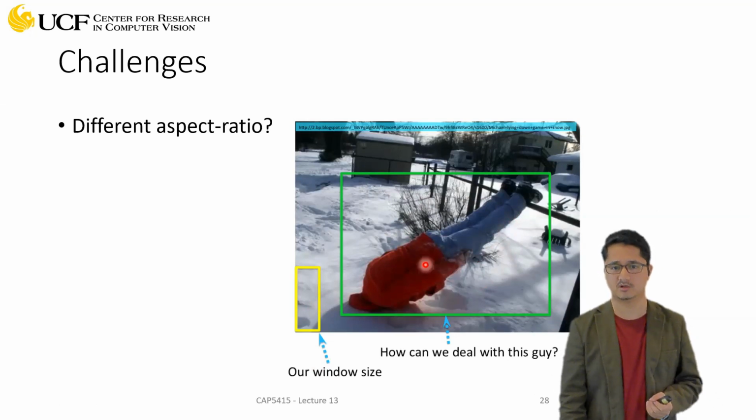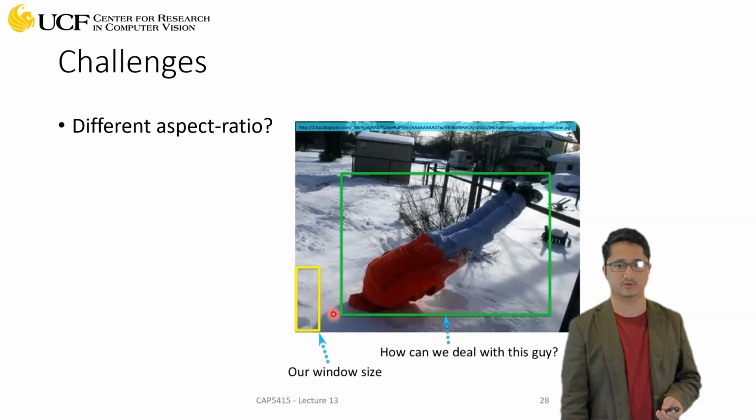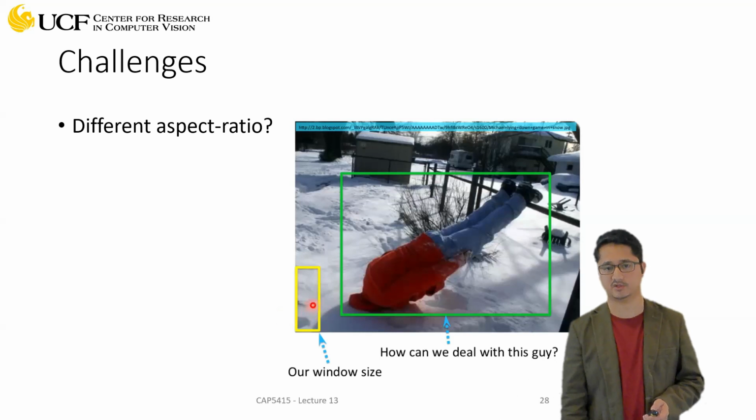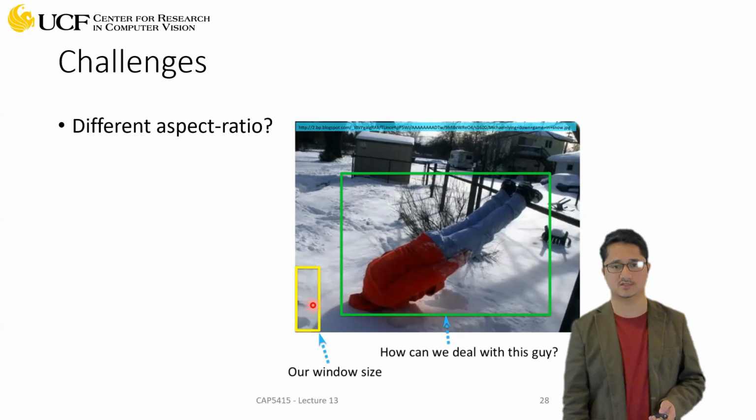Of course, you can try different aspect ratios, but that will just increase the computational complexity. Whatever you do with one set of aspect ratios, you will have to repeat that with a lot of other aspect ratios. And we will see later on, in the actual CNN algorithm, how this is being addressed.